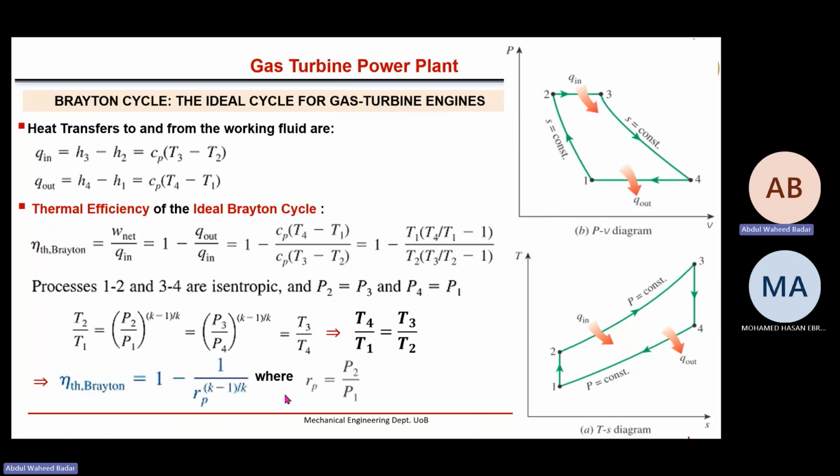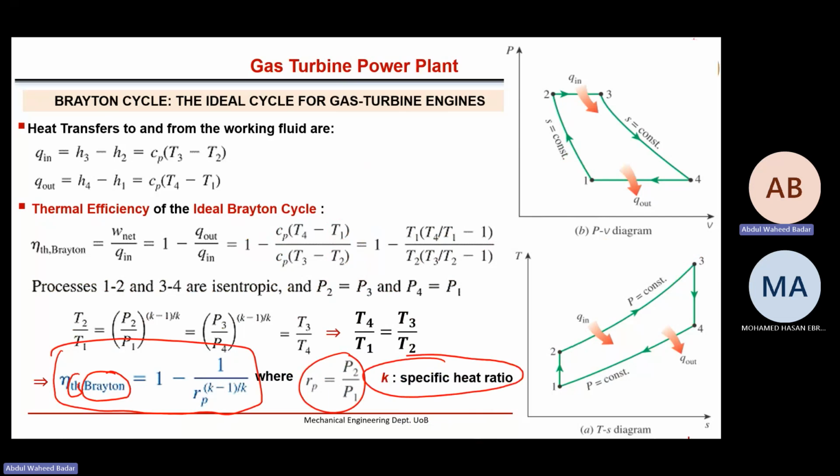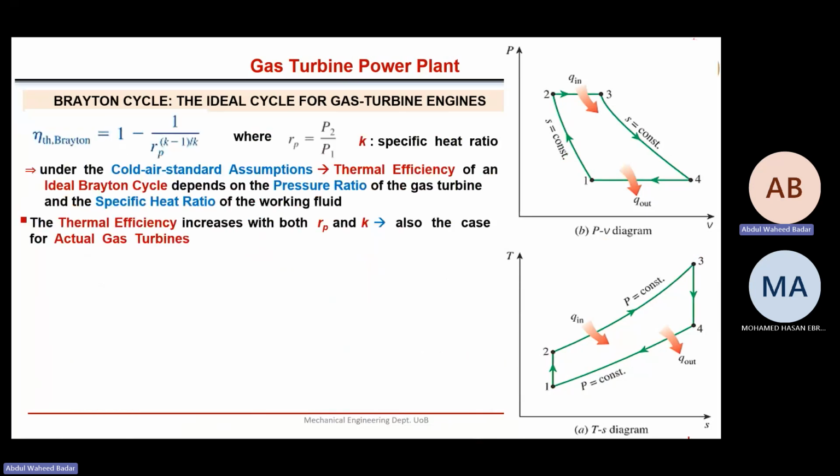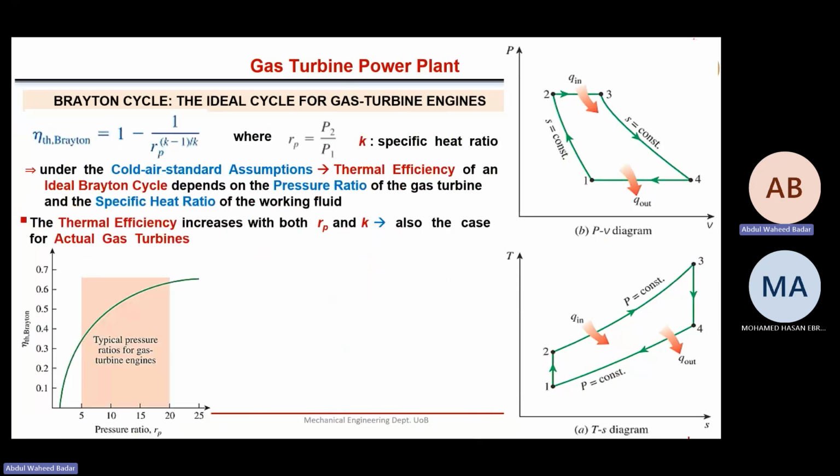I've explained all this. Here is the efficiency of the theoretical Brayton cycle. So here is the effect of major parameters. Now we can see the effect of these two major parameters, which we already discussed in Thermo 2. That's why I'm going a bit fast. So efficiency as a function of pressure ratio for fixed K, if K is fixed, 1.4 or gamma. Okay, so that is the curve which we will obtain.